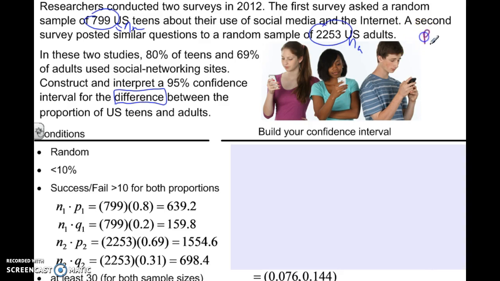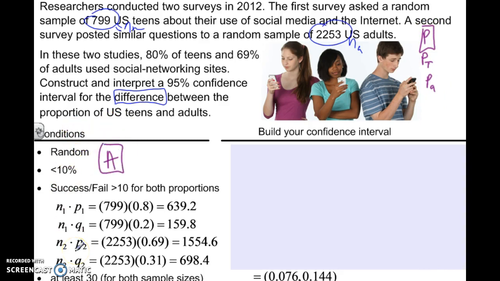Let's just think through PANIC. P is your parameter. In this case, you might want to define what P is, so we could say in words, you want to write this down. P of T is the proportion of teens using social media. P of A is the proportion of adults using social media, something like that. So that's your P value. That's your P in PANIC.